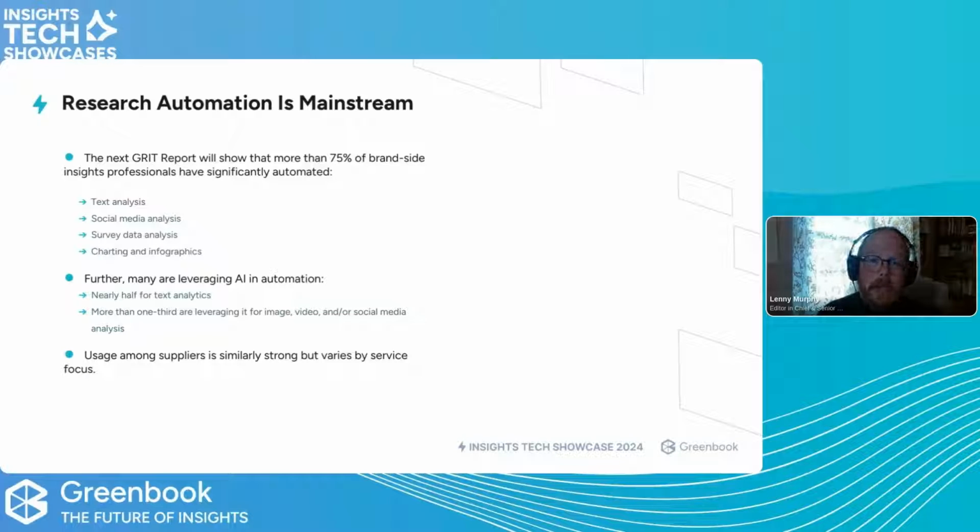We also see a lot of adoption of AI for, again, almost nearly half of text analytics. More than a third are leveraging it for image, video, and social media analysis, so unstructured data. And usage among suppliers is strong, but it varies by the service focus. We see more adoption in tech platforms, for instance, than necessarily in field and tab. But everybody is somewhere on this journey of adopting automation across the board.